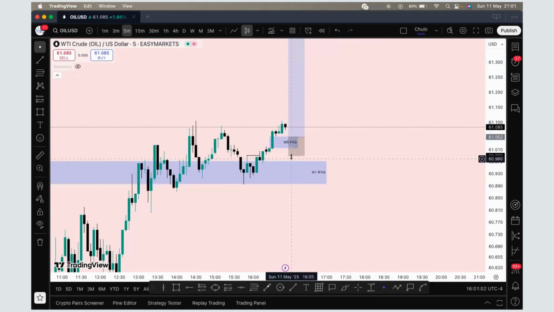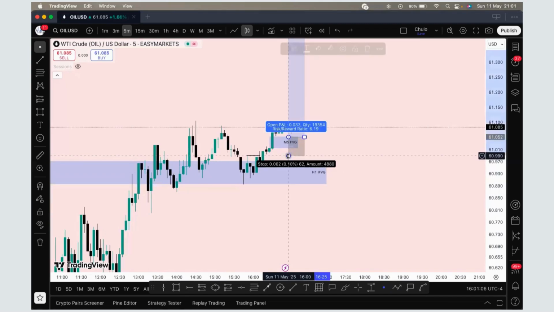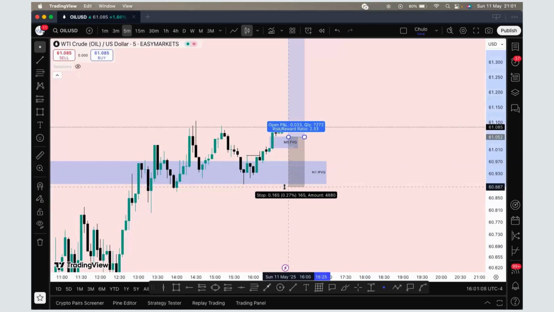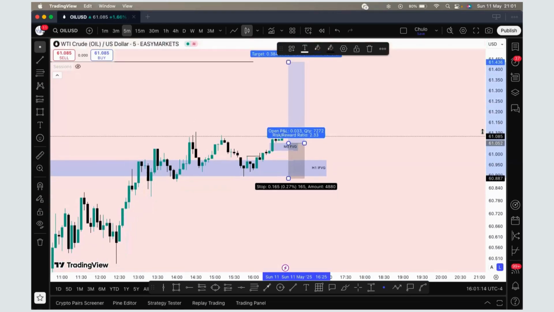We can target this side. But if we want to be on the safer side, we can bring down our stop loss into this low to be on the safer side. It's still a very good risk to reward ratio. This is 1:2. We are risking 1% of our account to make 2% of our account.